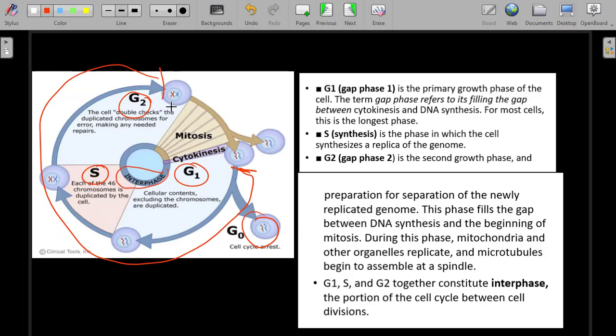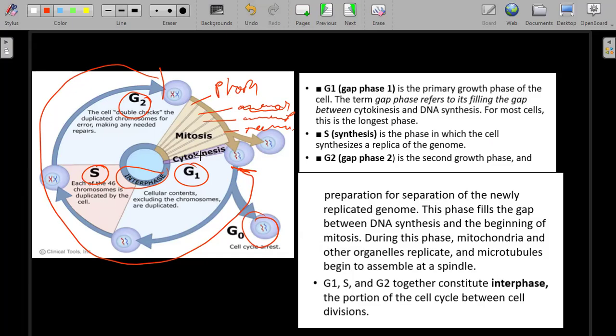After interphase, after your G2, the cell will undergo mitosis. In mitosis, you have prophase, metaphase, anaphase, and then you end up having telophase. Then you undergo cytokinesis. Then you go back to your G0.